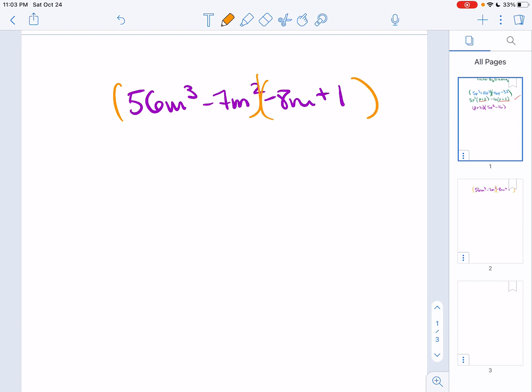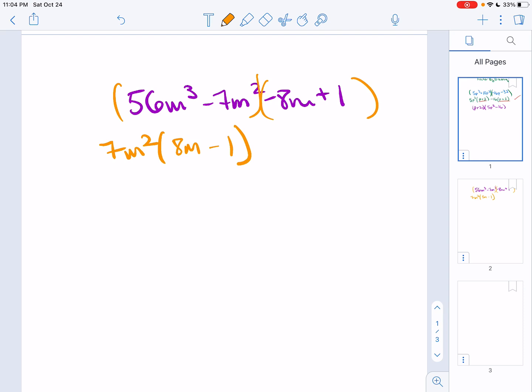So, 7 and 56... the greatest common factor is 7. In terms of variables, the greatest thing we can pull out is an m squared. So what's left? Well, 56 divided by 7 is 8. We took out 2 m's. We took out the m squared. It was m cubed, so we're left with just m. We took out all of 7m squared, so we're just left with a negative 1.